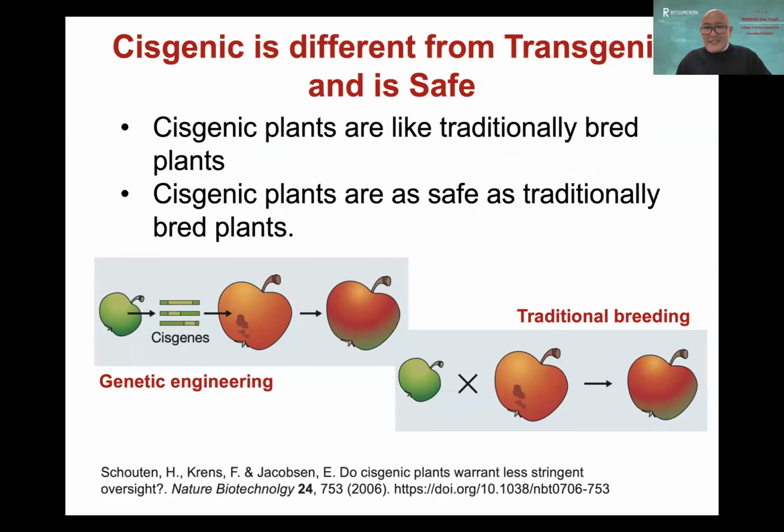Now, cisgenic is different from transgenic and is safe because cisgenic plants are like traditionally bred plants. The only difference is that we are using technology compared to selective breeding, which is really manual and takes time. So basically, the process of selective breeding is the same as the cisgenic modification. Cisgenic plants are as safe as traditionally bred plants. It's basically the same compared to traditional breeding.